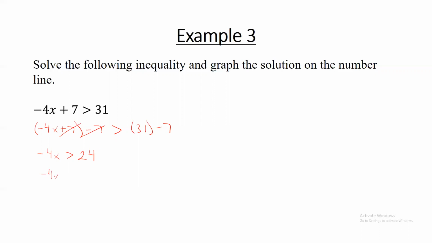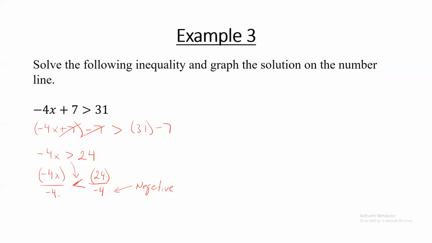So negative 4x divided by negative 4, and 24 divided by negative 4. Now, because the number we're dividing by is negative 4, this is a negative number. And we have the rule that says when we divide by a negative number or when we multiply by a negative number, we have to reverse the inequality sign. So instead of keeping the sign as greater than, we will reverse it to a less than.